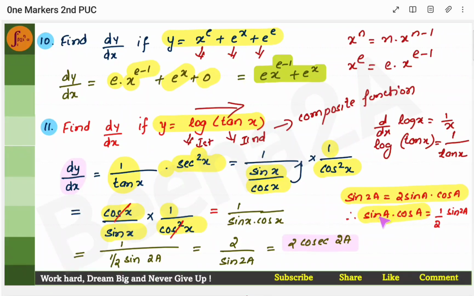So what is sin a cos a? I can shift 2 to this side, right? If I shift 2 to this side, it will become half of sin 2a. So here, instead of sin x cos x, I can write half of sin 2x. This has to be x, not a. So when I take this half to the top, it will become 2 by sin 2x, which is 2 cosec 2x, right? 1 by sin x is cosec.